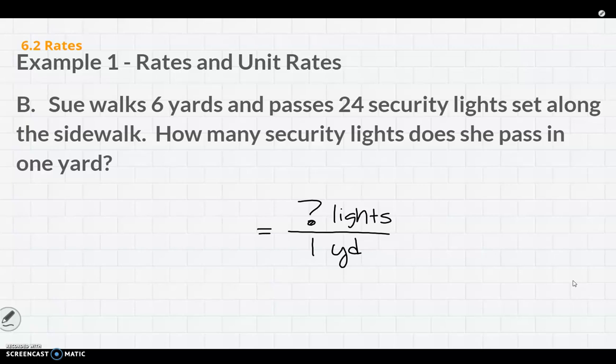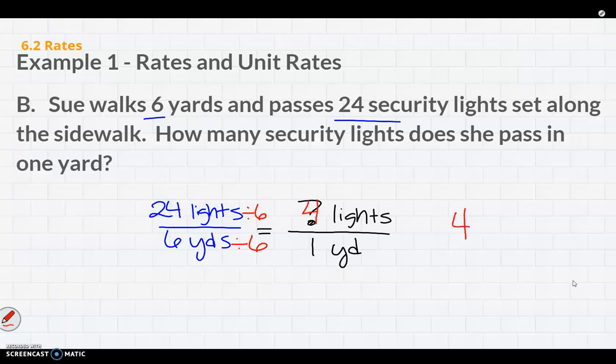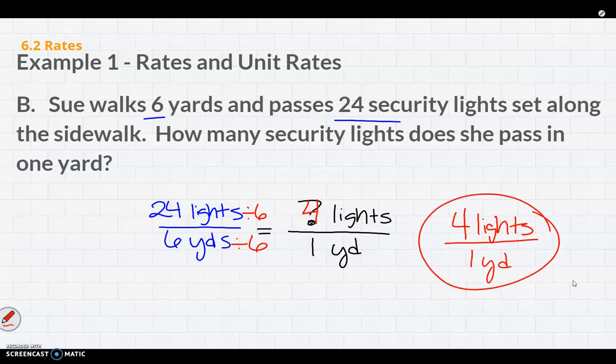So I'm going to set up the rate that they give me, 6 yards and 24 security lights, in that same manner. I'm putting the yards in the denominator and the lights in the numerator. So again, to find my unit rate, I'm just going to divide both by the denominator. 6 divided by 6 is 1. 24 divided by 6 is 4. So 4 lights in every 1 yard. That is my unit rate here.